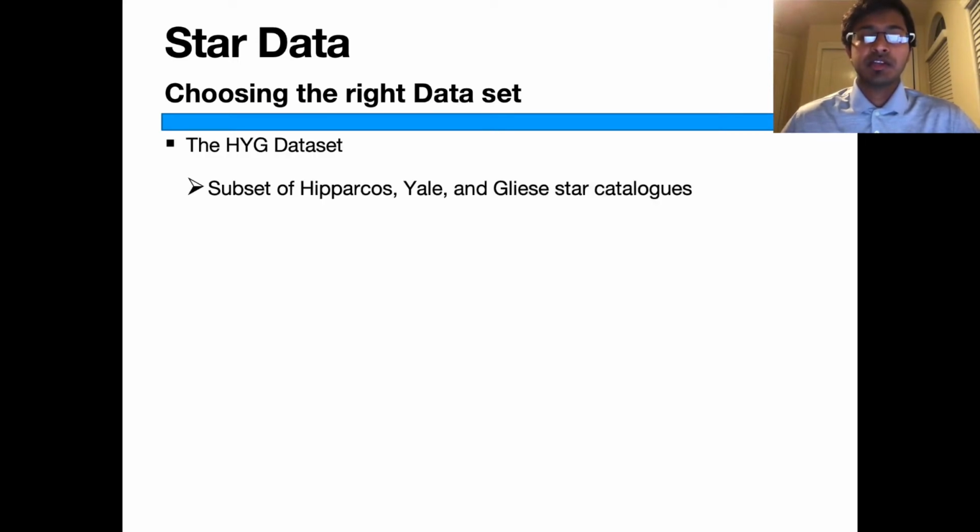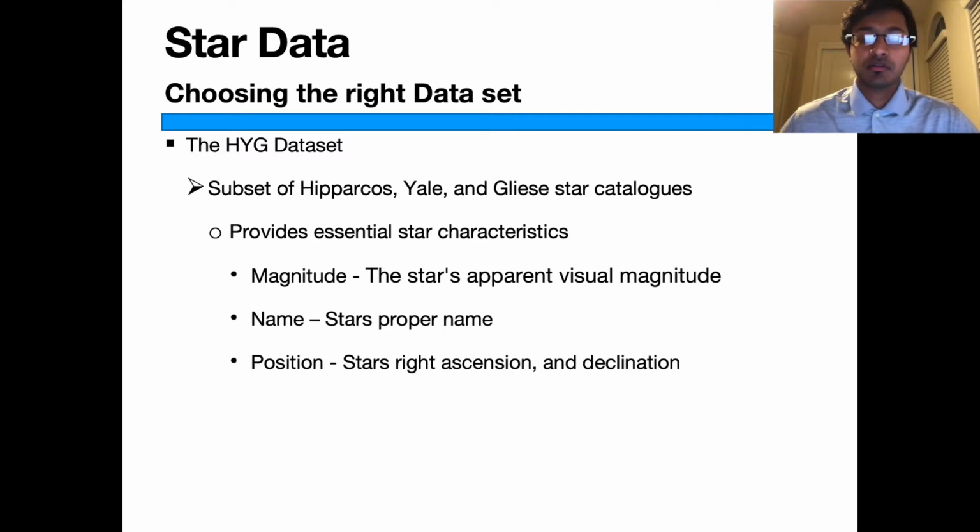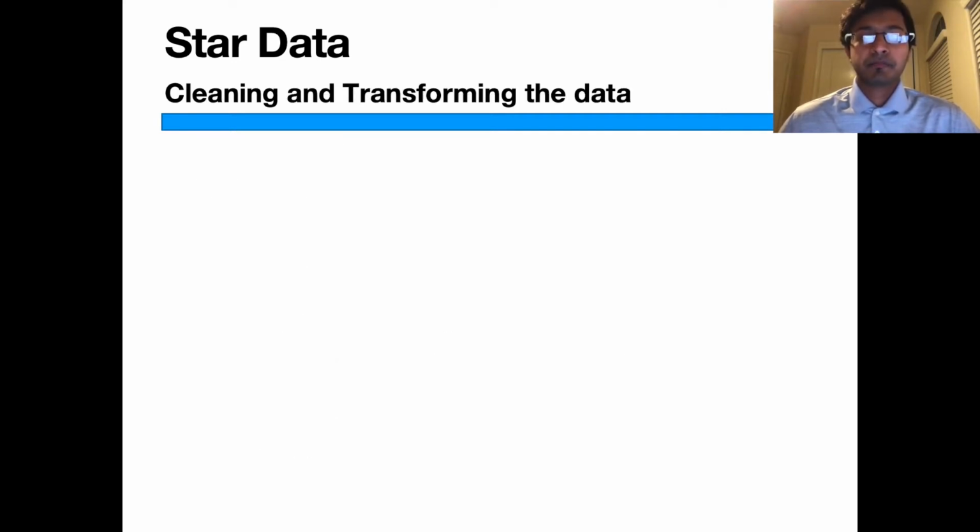We chose the HYG dataset, which basically consists of the Hipparcos, Yale, and Gliese star catalogs. This dataset gave us enough information about each star, like the magnitude, its name, its position in space, and star color. The next step is to clean and then transform the data. One of the tools we used was Python. It is used by many in the community to do data processing and data manipulation.